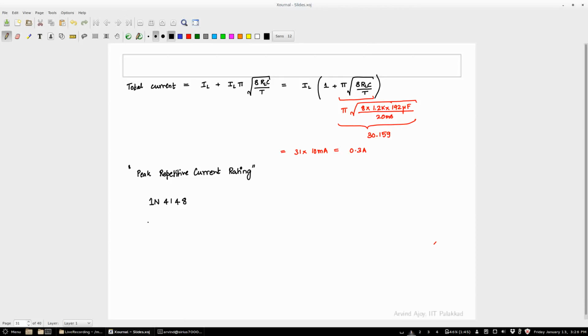So what I'd like you to do is to look up the data sheets for two particular diodes. One is the 1N448, and the other has the number 1N4000. Look at the data sheets of these devices and justify which of these devices is more suitable for the application that we have.